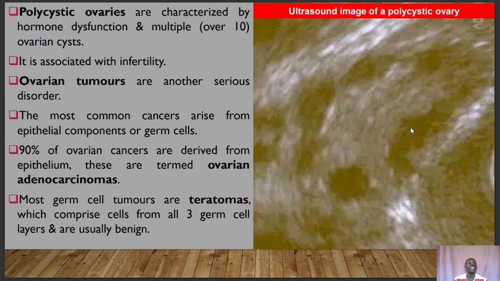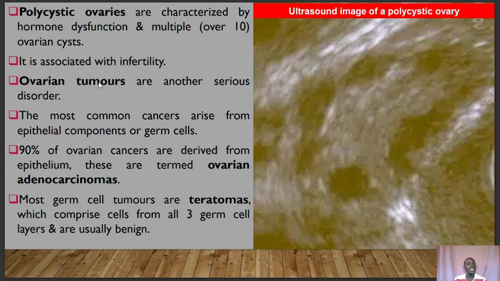Then we have polycystic ovaries, which are characterized by hormone dysfunction and multiple ovarian cysts, over ten cysts. Polycystic ovaries are associated with infertility, and you can see on my right an image of a polycystic ovary. This is how the ultrasound will appear.